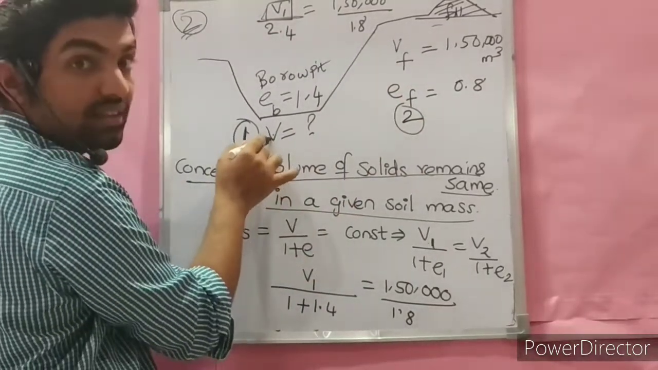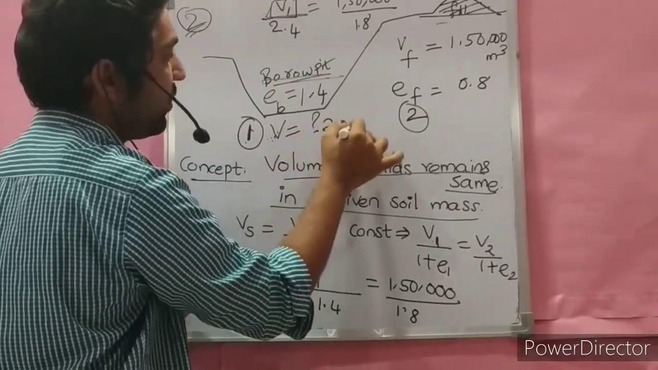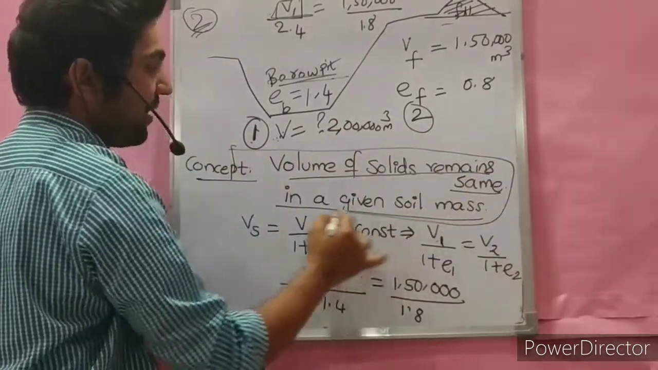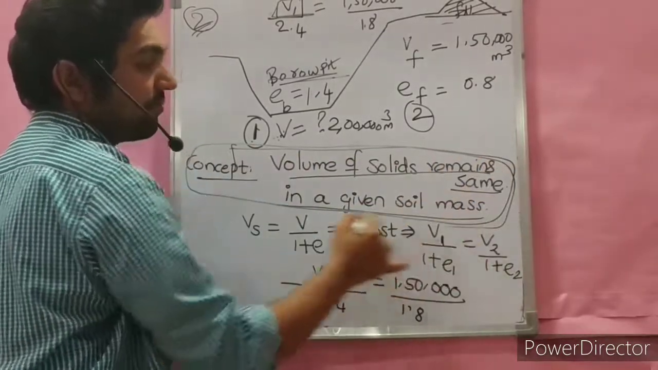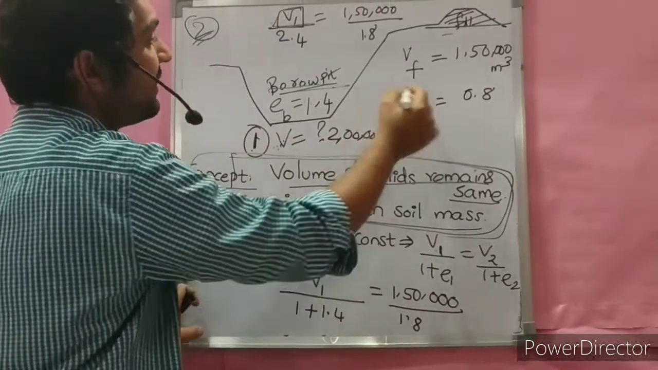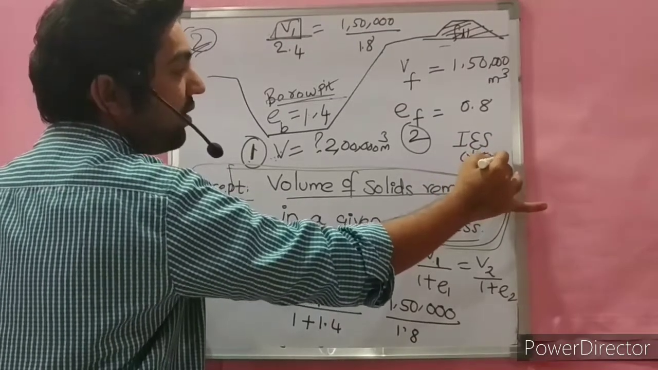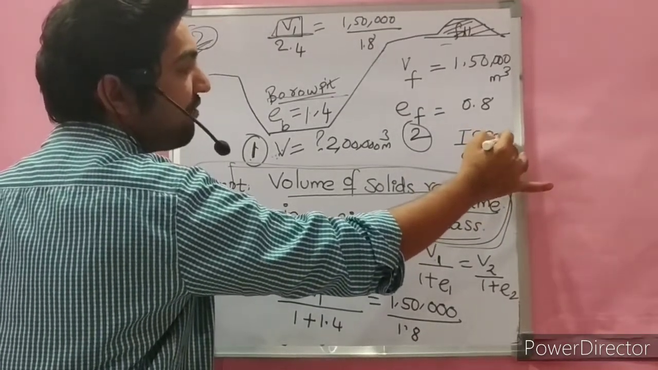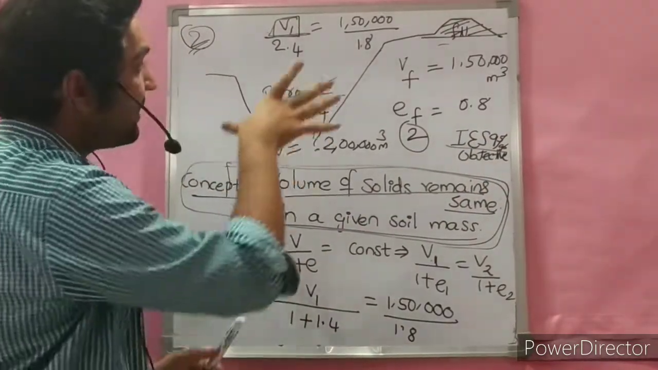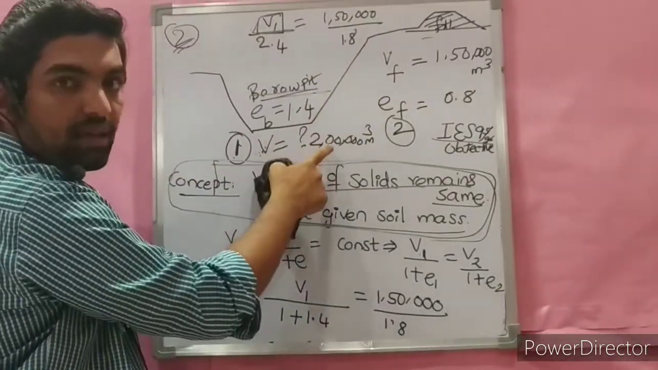When you denote your borrow pit, you get the volume of borrow pit as 2 lakh cubic meter. The main concept based question is that volume of solids remains the same in a given soil mass. Based on this concept, this question is constructed. A very important question asked as an IES objective question. I think I remember this question asked in the 95 or 96 IES exam. See the level of question in the IES exam. This is the solution for question number 2.